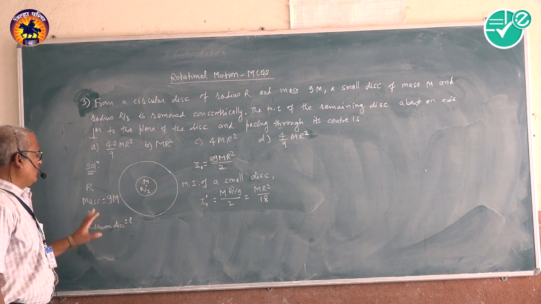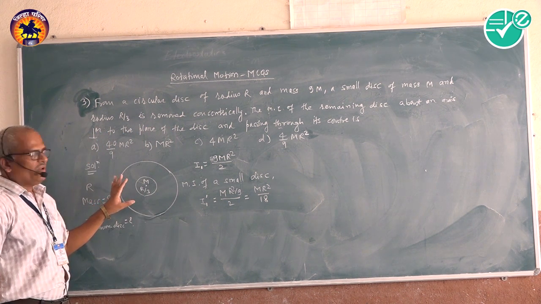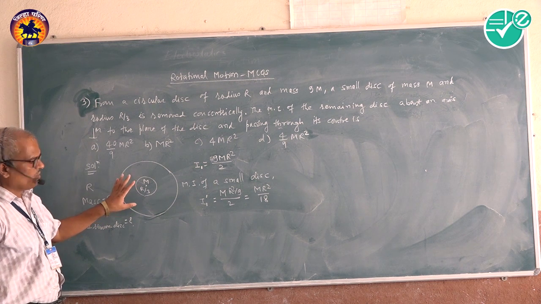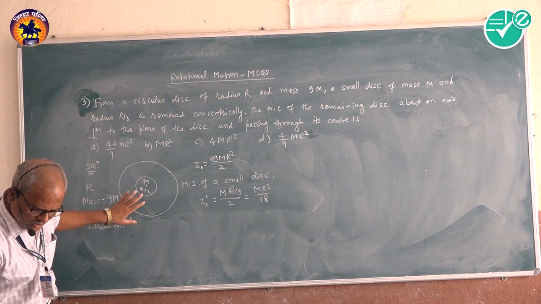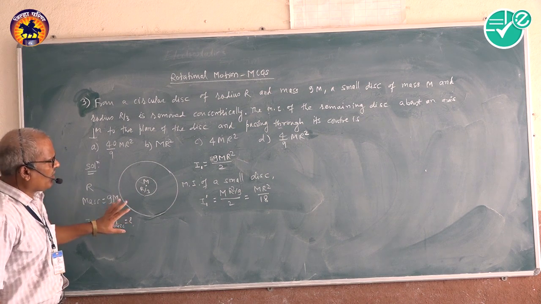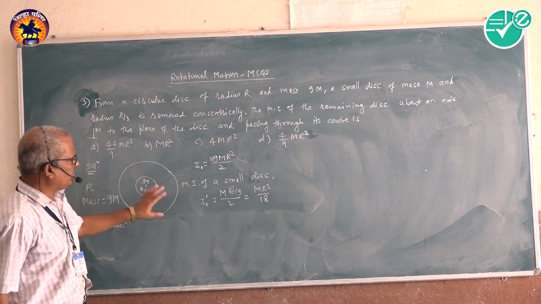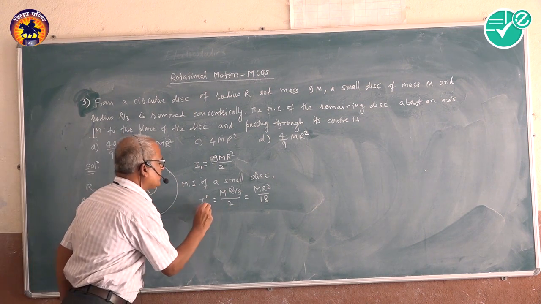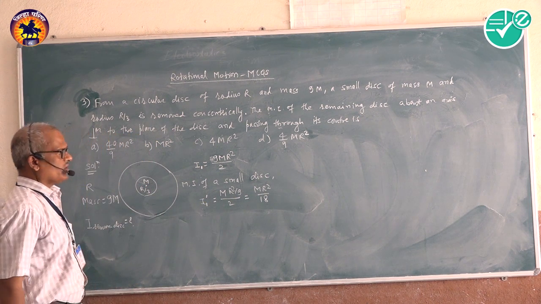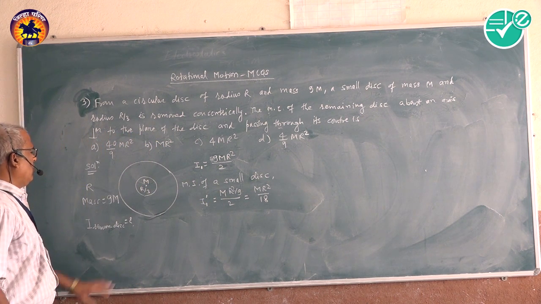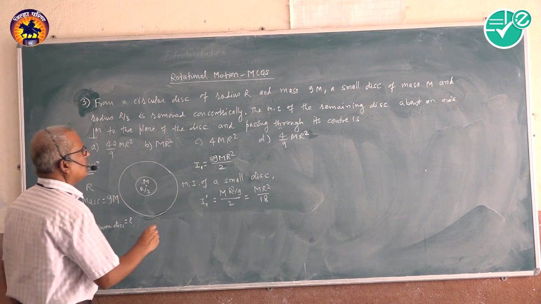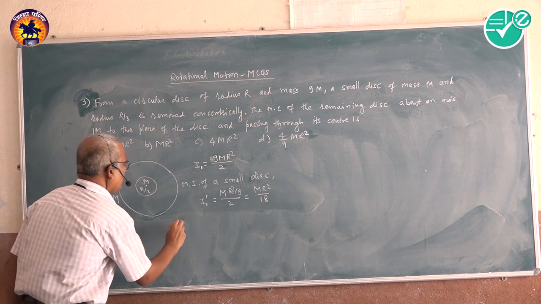Now the total moment of inertia is 9MR square by 2, and the small disc's moment of inertia I1 dash is MR square by 18. Now we have to calculate the moment of inertia of the remaining disc.